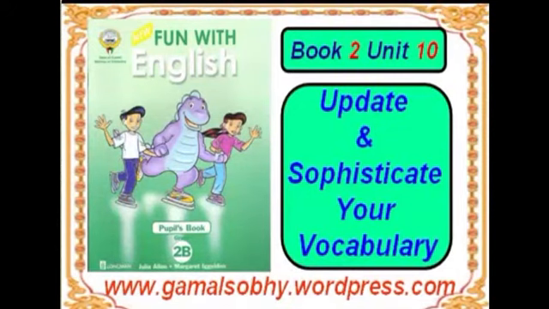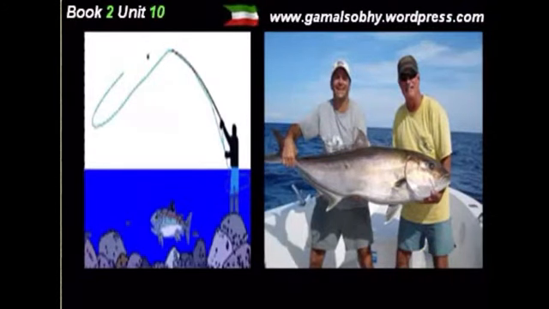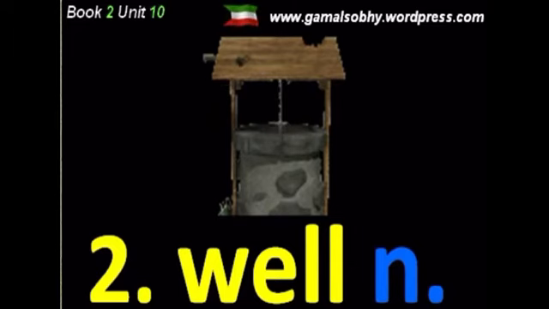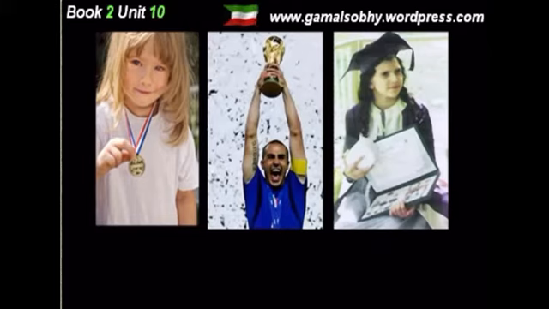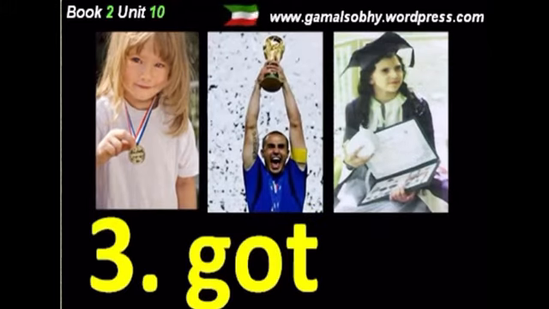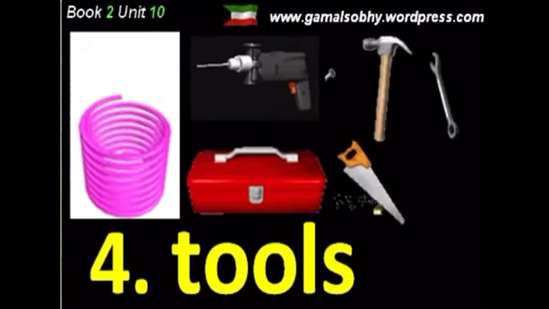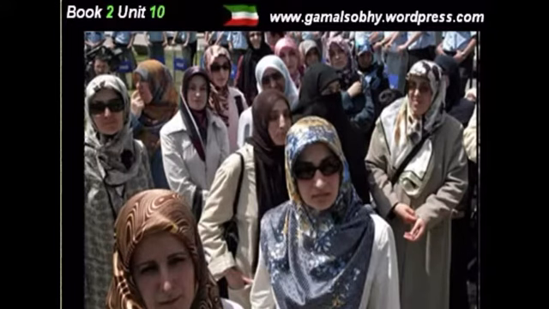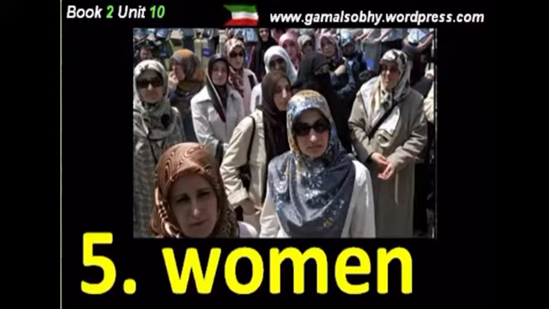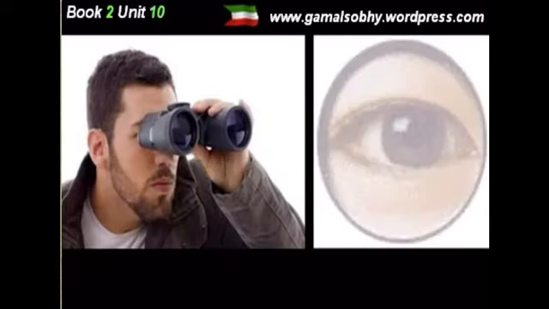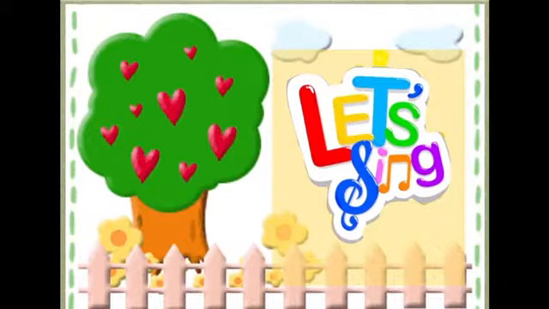Book 2, Unit 10. Fish. Well. Got. Tools. Women. Phone. Saw. Okay, my friends, now let's learn.